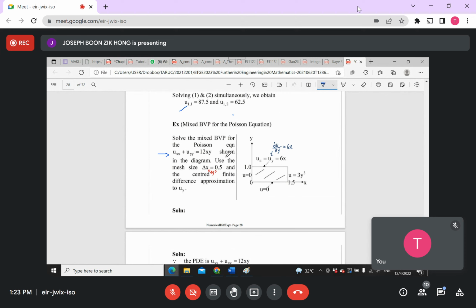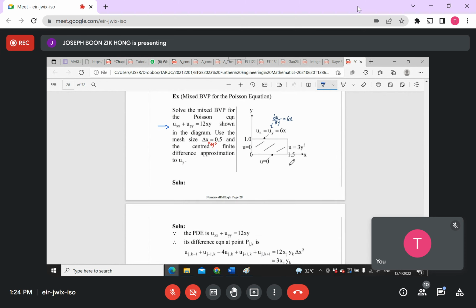Okay, and then shown in the diagram. So this is our diagram, and then your x is 0.5. Okay, x is 0.5, the del x is 0.5, that means your del y also will be 0.5. So it'll be 0 to 1.5, so that means you can cut into 0.5, 1.0, and then 0.5. So that means you have to cut into here. So now, okay, you have to find these 2 points.